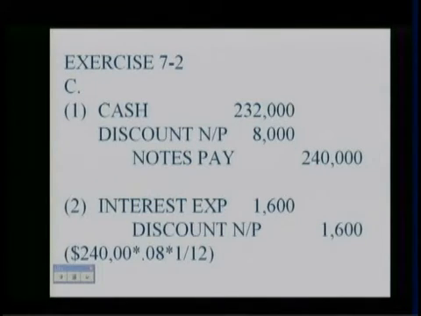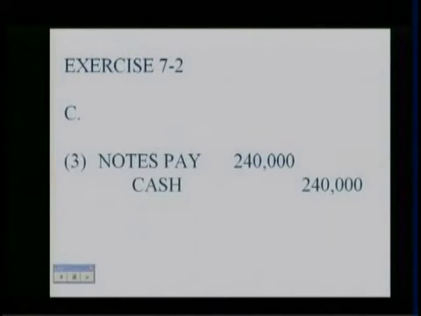Now, what about the interest expense? Well, part of that $8,000 is going to become interest expense over the life of the note. So using your I equals PRT formula, you take the principal amount of the note, which is $240,000, multiply it by the 8%. 1 month is 1 over 12, so you get $1,600. So you credit the discount to reduce it, $1,600. You debit interest expense, you're increasing an expense account with a debit of $1,600.